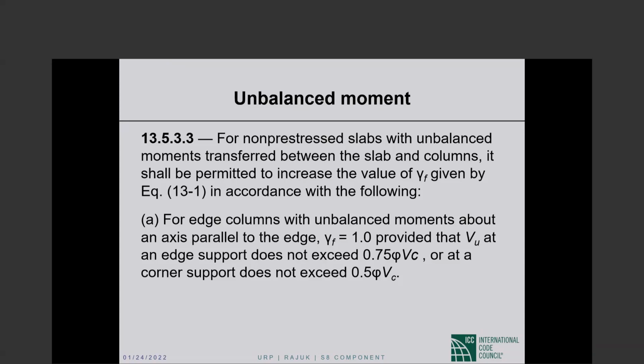When there is a moment to be transferred from the slab to the column at a slab-column joint, part of it is transferred by flexure, that is gamma sub F times the unbalanced moment. The remainder is transferred by shear, that is 1 minus gamma sub F times the unbalanced moment.